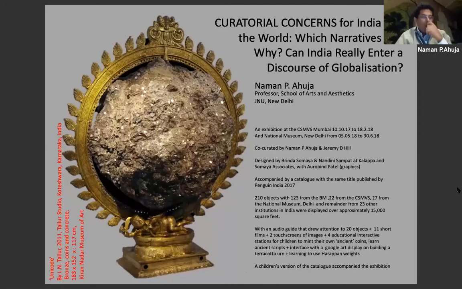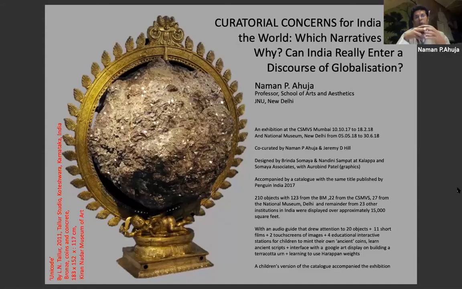India and the World was an exhibition that was held a couple of, 3 years ago at the CSMVS Museum in Mumbai. And it was a collaboration with the British Museum. An equal number of objects were loaned by Indian institutions, and it wasn't just the CSMVS that was loaning objects, it was 23 museums all over India that lent objects for this show. And about 100 plus objects, 125 odd objects came from the British Museum, which were matched, as I said, with an equal number in India.